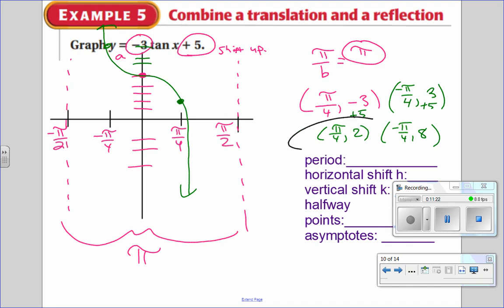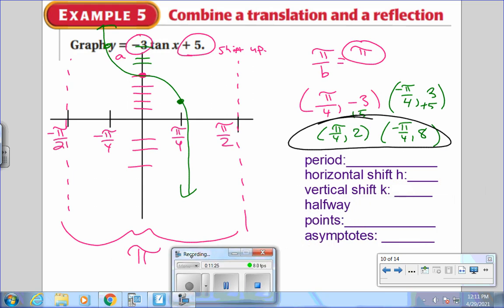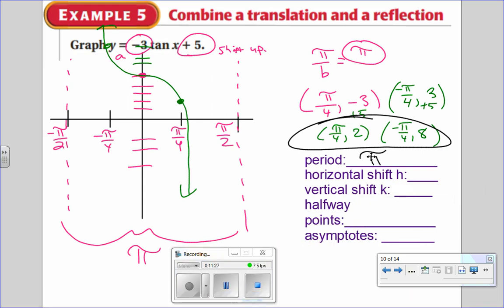Here's my halfway points. The period, just to answer all the questions at the bottom, was pi. Horizontal shift was none. Vertical shift was up 5. Here's my halfway points. And then my asymptotes are at x equals pi over 2 and x equals negative pi over 2.